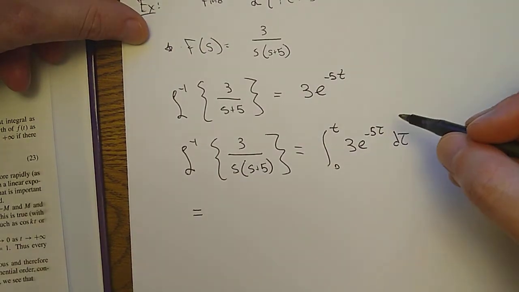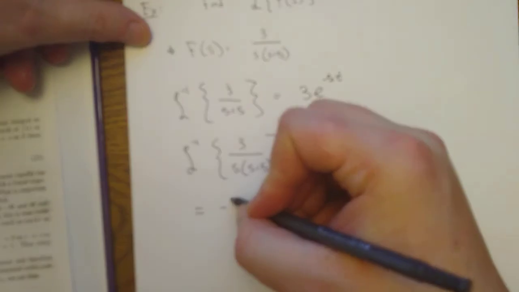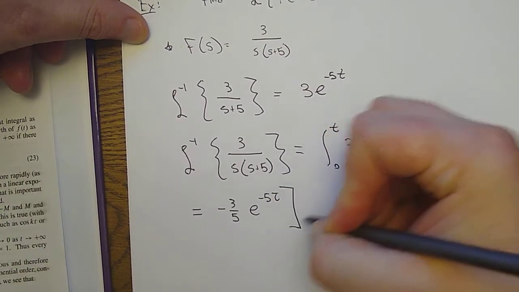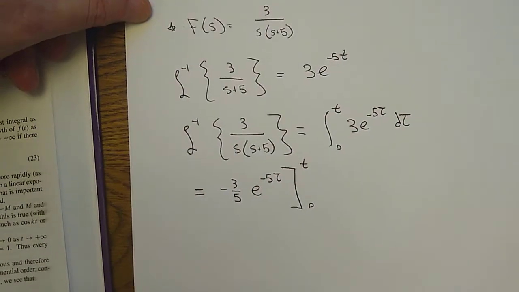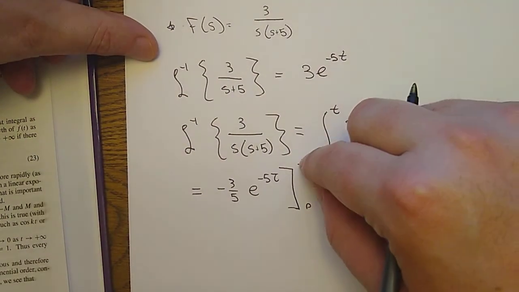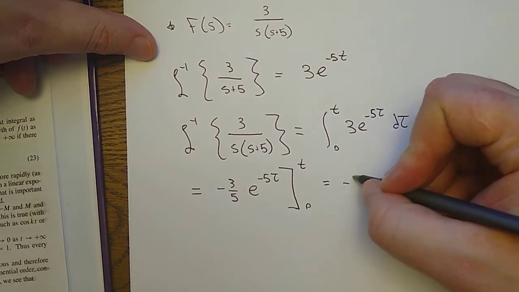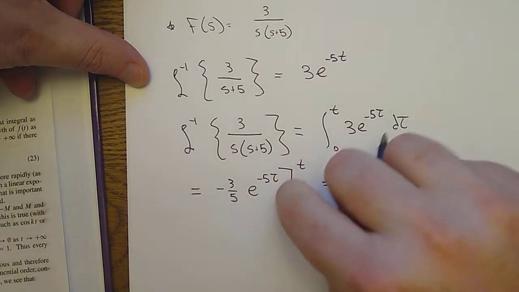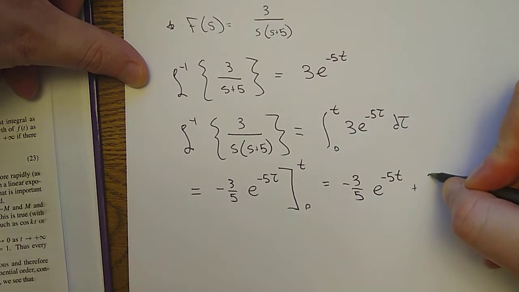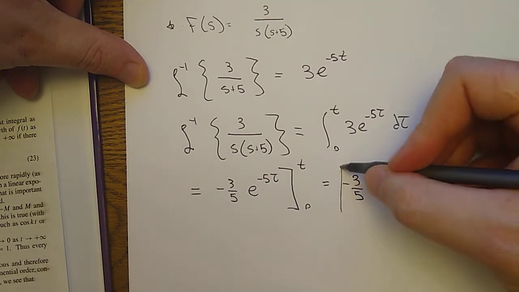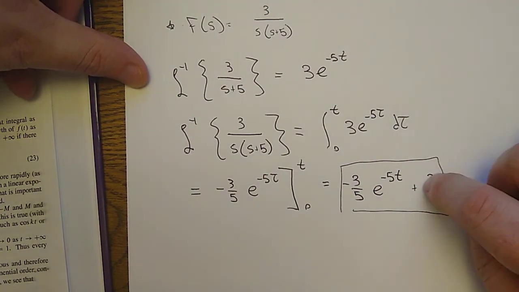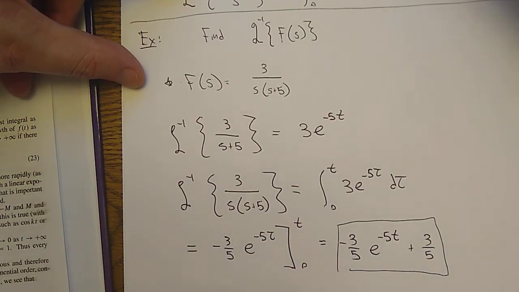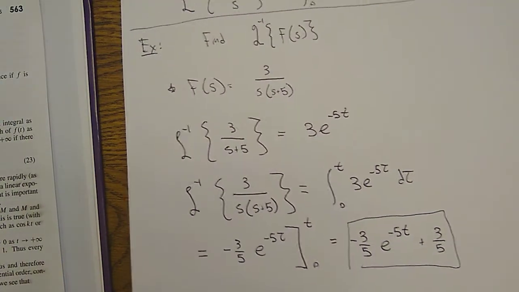But we're not doing anything crazy here. So this would be -3/5 e to the -5 tau, if I did that antiderivative correctly. And then I put in 0 and t, so I would get -3/5 e to the -5t. And e to the 0 is 1, so then I'll just write +3/5. And that is the inverse Laplace transform of what we started with, without partial fractions.